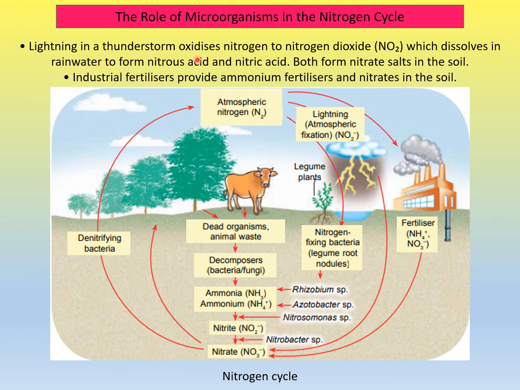Lightning in a thunderstorm oxidizes nitrogen to nitrogen dioxide, which dissolves in rainwater to form nitrous acid and nitric acid. Both form nitrate salts in the soil. So this is the lightning process to produce nitrate in the soil. Industrial fertilizer provides ammonium and nitrate in the soil. When you fertilize your plants, you actually provide ammonium and nitrate in the soil.